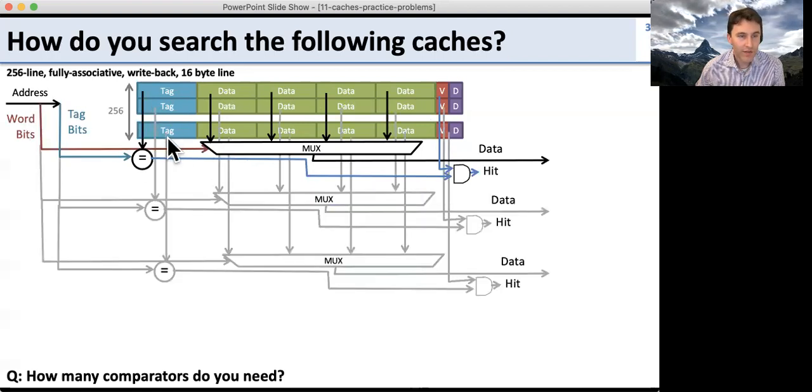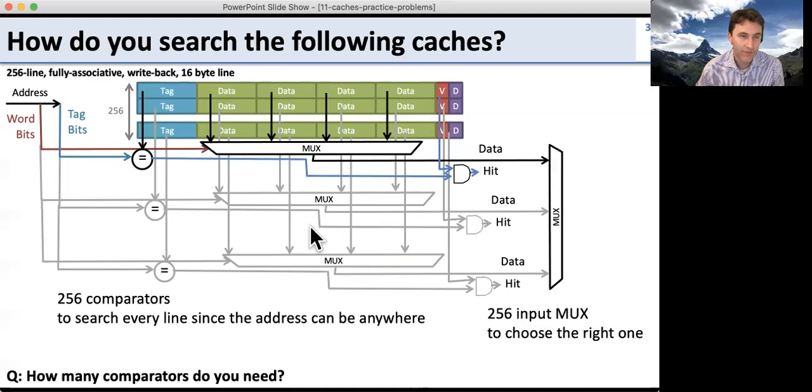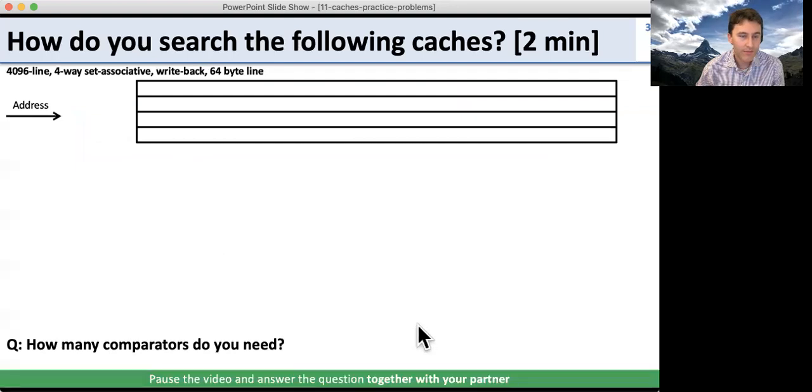Then we have to make a comparator for every single entry here, because remember it's fully associative, so it could be in any one of these. We're going to have to compare all of the tags for every entry against our address. So we need 256 comparators. We have to search every line since the data could be anywhere in there. Okay. How about this last one?